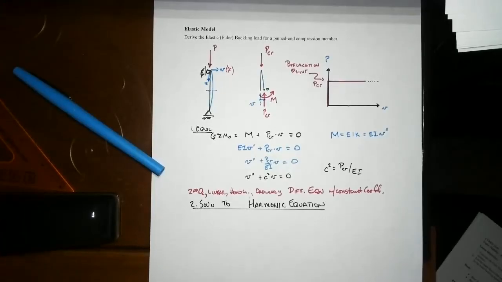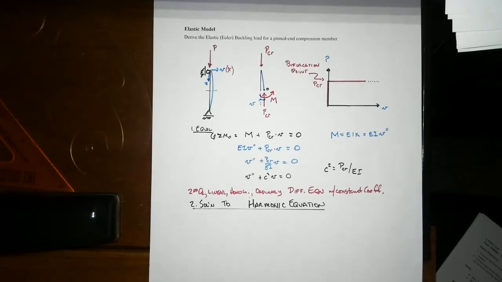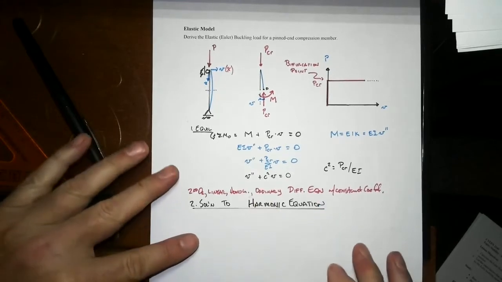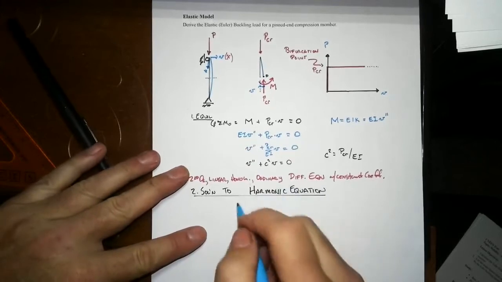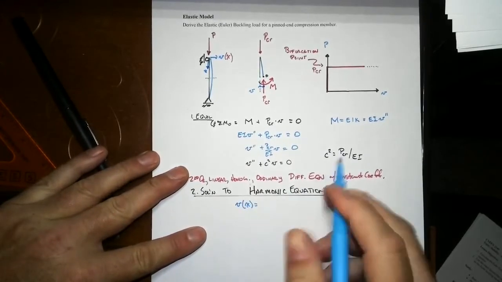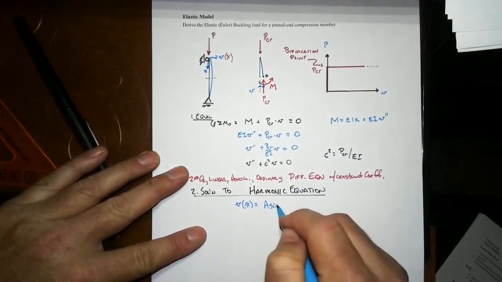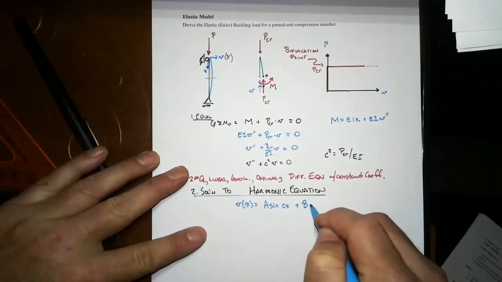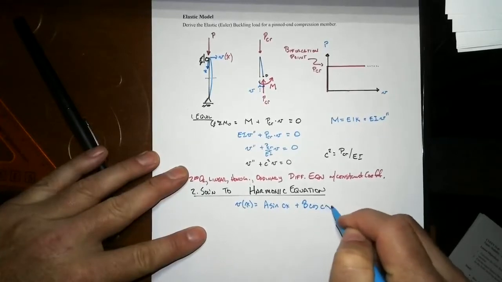The solution to the harmonic equation is one that you'll learn how to derive in a differential equations class. Here we're less interested in deriving that solution, but rather going right to it and using it. Since v is our symbol for our function here, our solution for this differential equation is going to be v of x is equal to a times sine of cx plus b times cosine of cx.